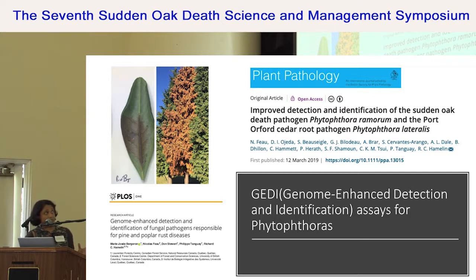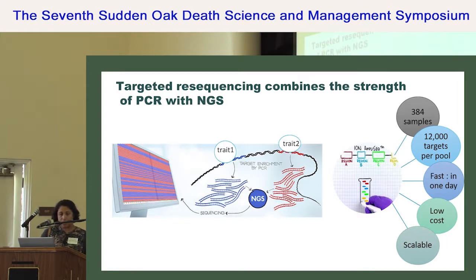However, they're so targeted that they only use a small portion of the genomes. So we know that there are all these unique genes, and it would be nice to be able to look at all of them. So we use the targeted resequencing approach that combines the strength of PCR and next-generation sequencing. Targeted resequencing is basically a multiplex PCR that can target thousands of genes or genomic regions and hundreds of samples at the same time.